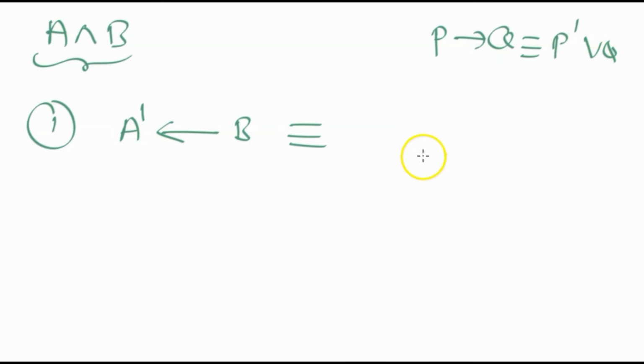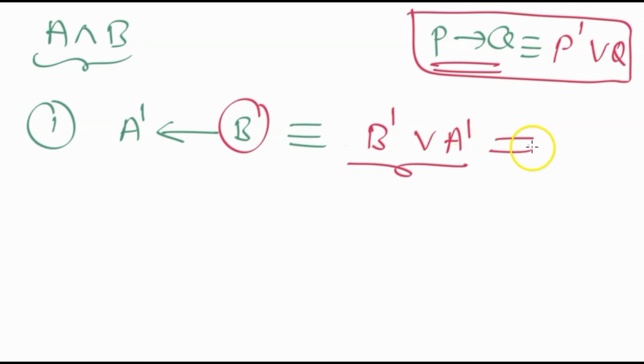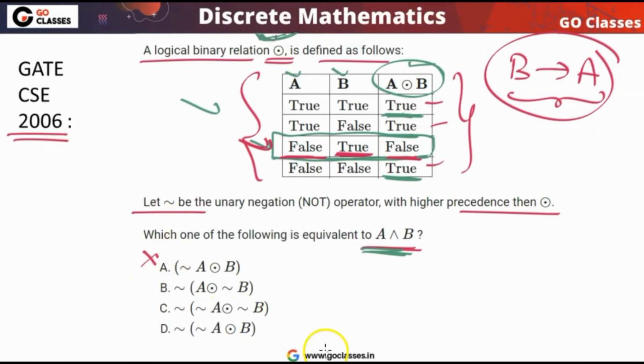This is a very popular and very important property of implication: P implies Q is equivalent to P dash or Q. We can apply this here. So B implies A dash is equivalent to B dash or A dash. And we know that B dash or A dash is not equivalent to A and B. So option A is definitely not correct.